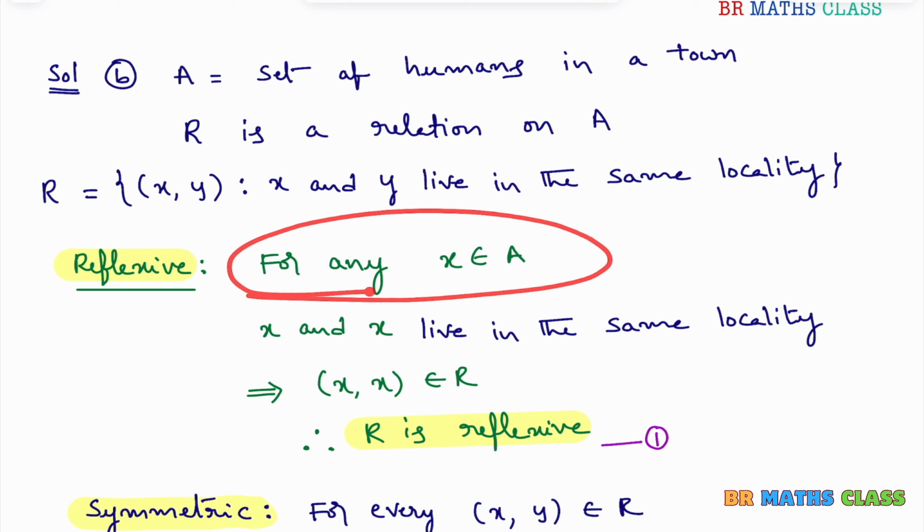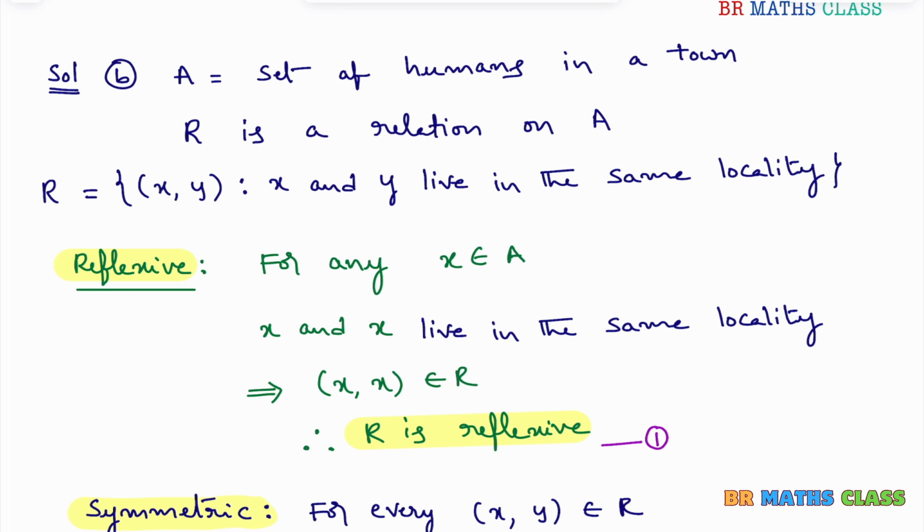Here I have taken one x in set A. That means x is a human in a town. Now, if I say like this, x and x live in the same locality. Suppose x is the same person. Where x is there, x will be there only. It's a simple common sense thing. x and x live in the same locality.